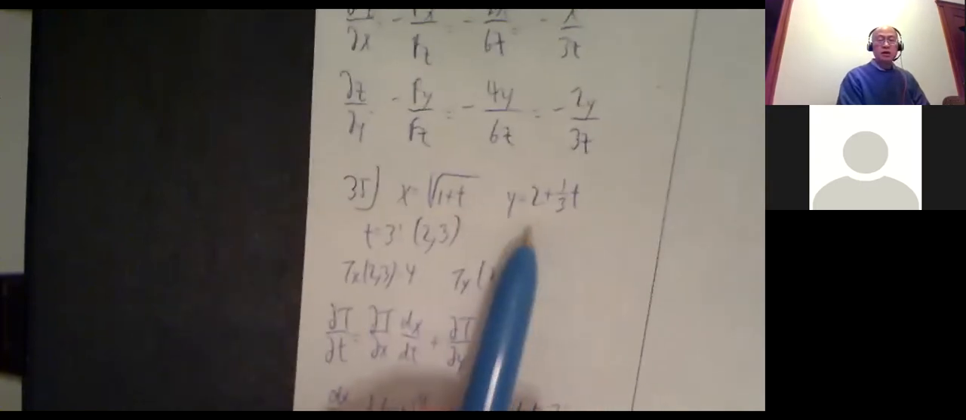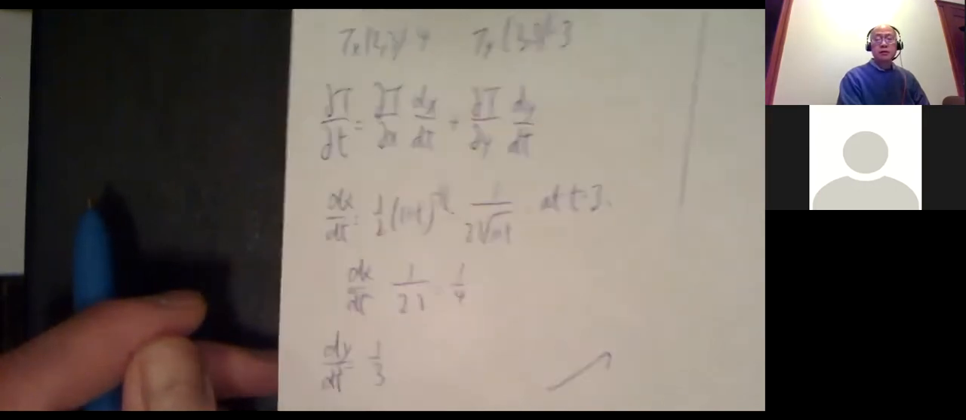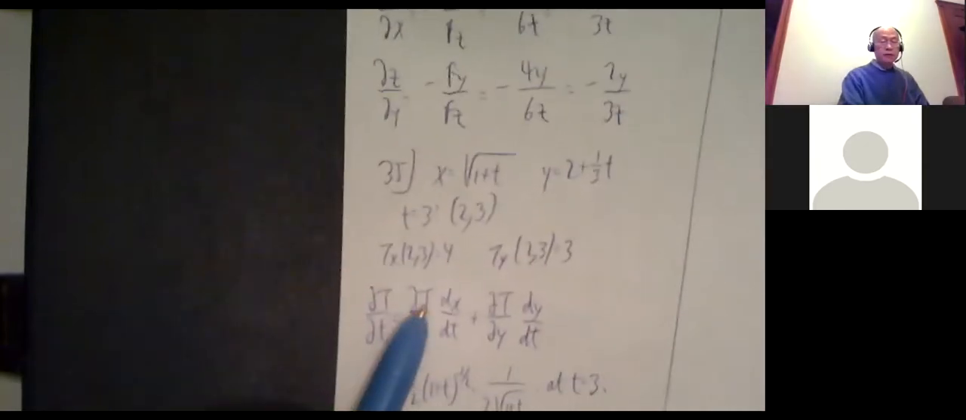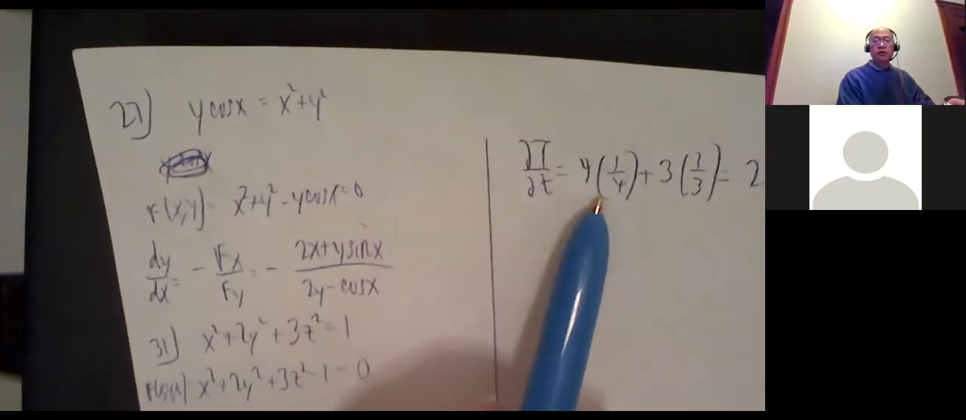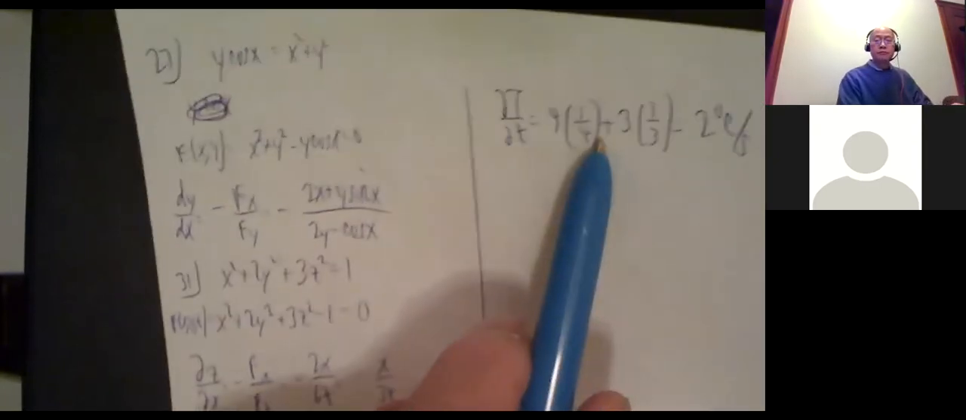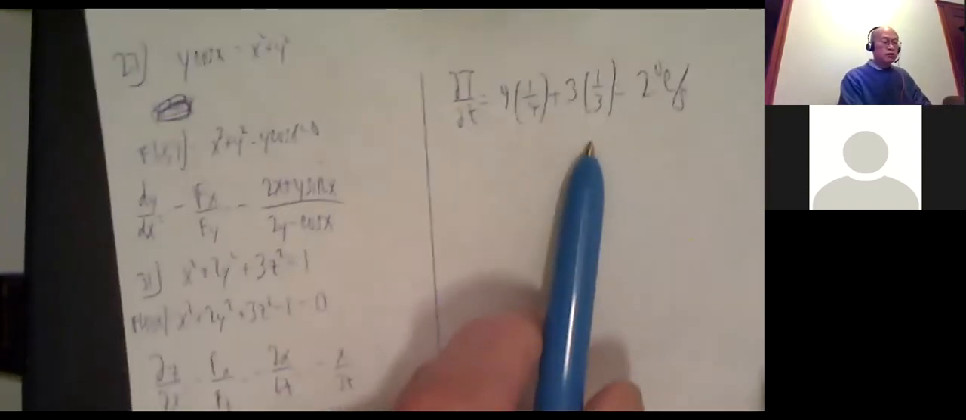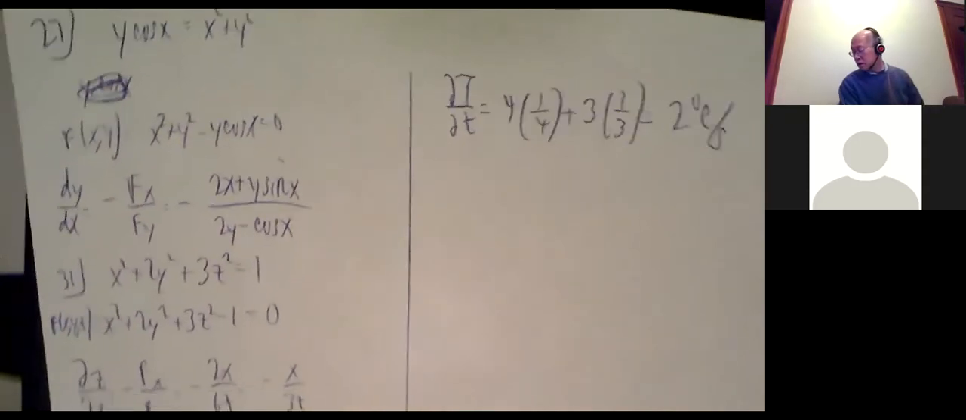And what is dy dt? 1/3. Okay, that's it. I just plug everything in, then I'm done. So derivative of T with respect to t. Okay, so partial of T with respect to x, they told me that's 4, times dx dt at the given point is 1/4. So 4 times 1/4, plus partial of T with respect to y at that point, they told me it's 3, times dy dt, 1/3. So that's 1 plus 1. So final answer is 2 degrees Celsius per second. And that's pretty much it for that.